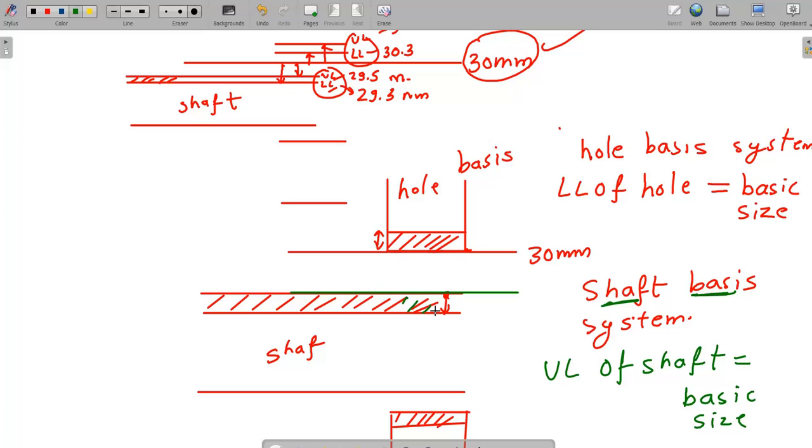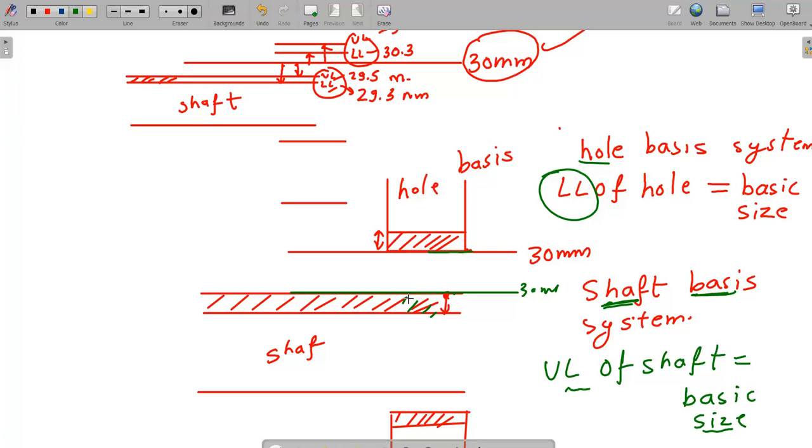Anyway, there is a tolerance zone, but this will meet exactly, in this case 30 mm. Yes, did you understand the difference between shaft basis and hole basis system? You have to always consider the upper limit of a shaft to be equal to basic size for shaft basis system. And in hole basis system, consider the lower limit. Okay, lower limit means this.